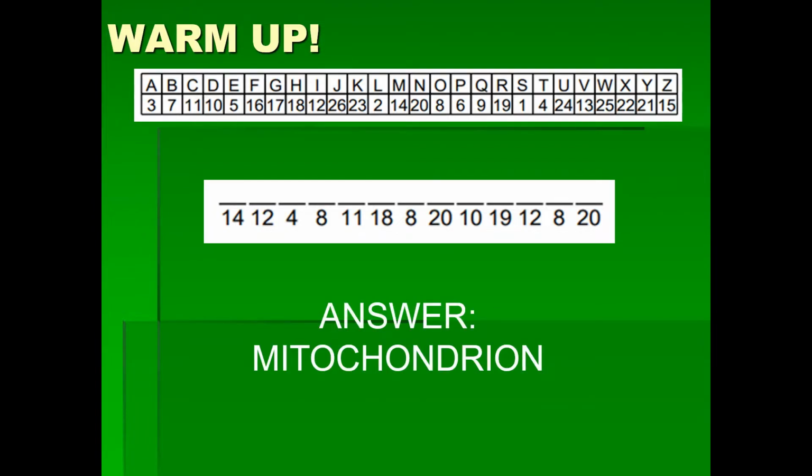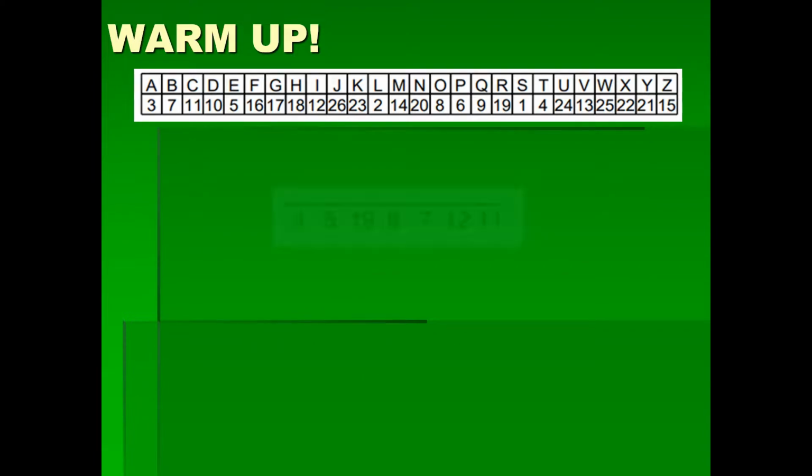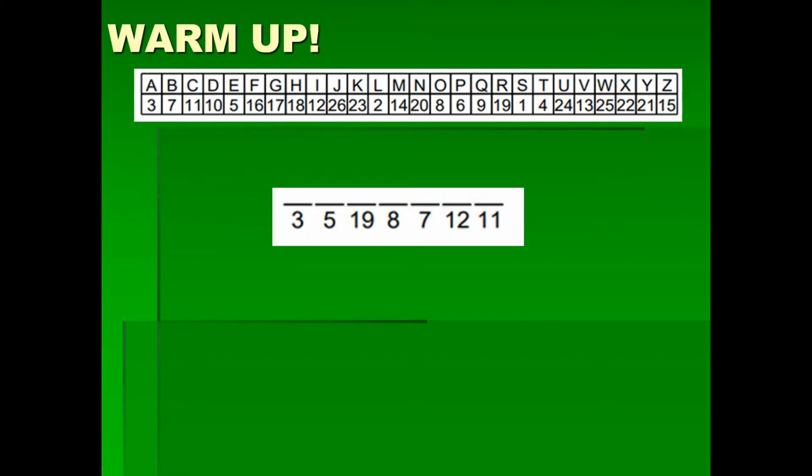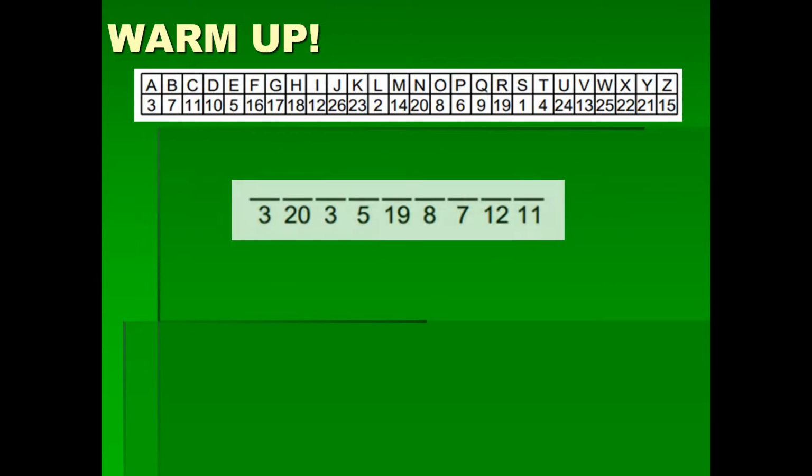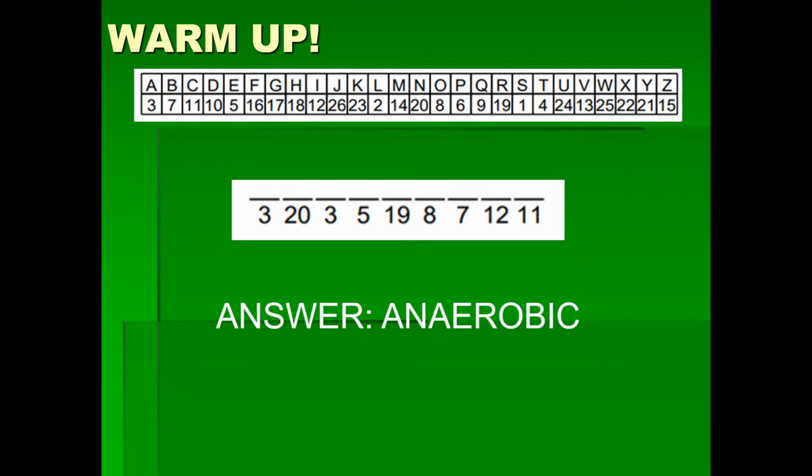Let's proceed. Now, the second mystery message is 3, 5, 19, 8, 7, 12, and 11. You got it right. So, the answer is aerobic. Next, we have 3, 20, 3, 5, 19, 8, 7, 12, and 11. Very good. The correct answer is anaerobic.